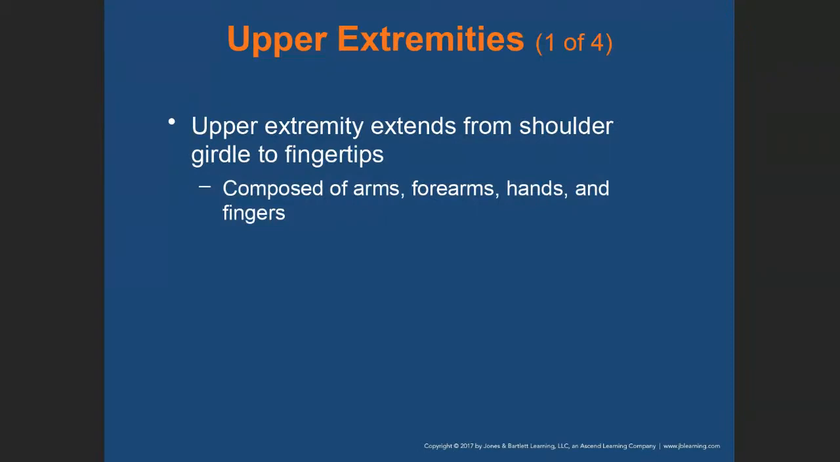All right, now the upper extremities. The upper extremity extends from the shoulder girdle to the fingertips. It is composed of the arm, right? Then you have the forearms, the hands, and the fingers.